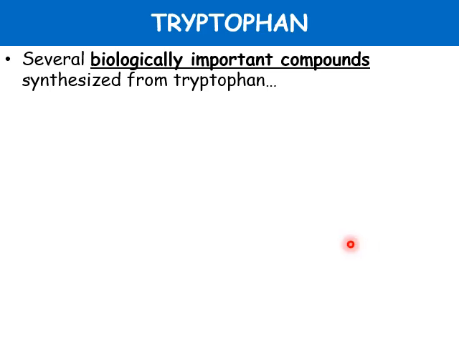Tryptophan is a very important amino acid because there is a list of biologically important compounds that are synthesized from tryptophan as a part of metabolism of tryptophan. We'll see here a list of those important compounds. One is alanine, that is derived from tryptophan metabolism, and we know alanine goes to gluconeogenesis, hence it is a glucogenic amino acid.